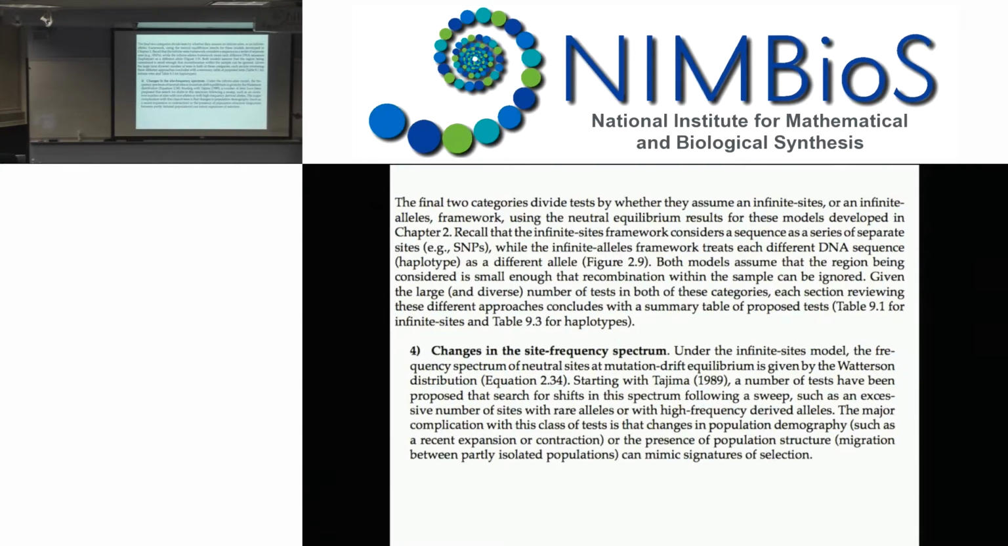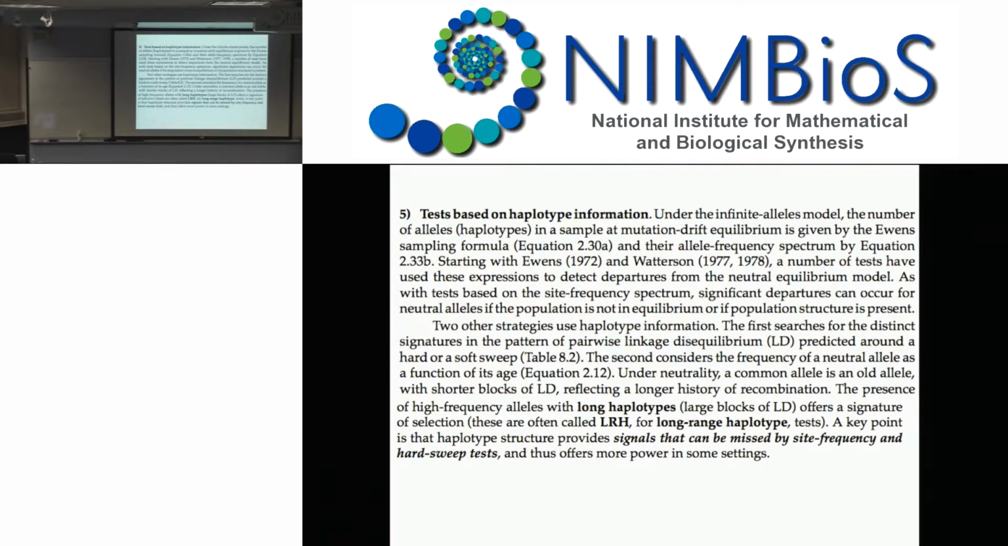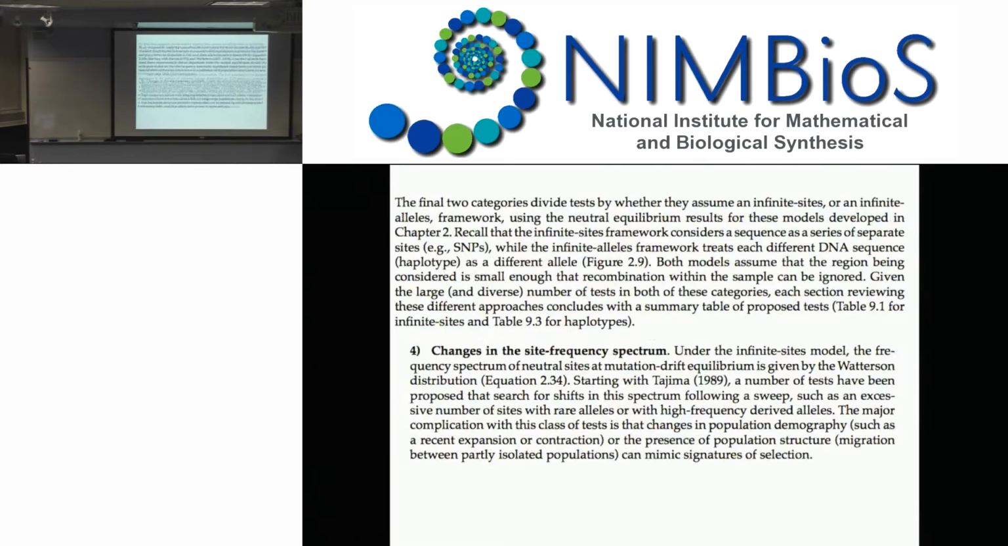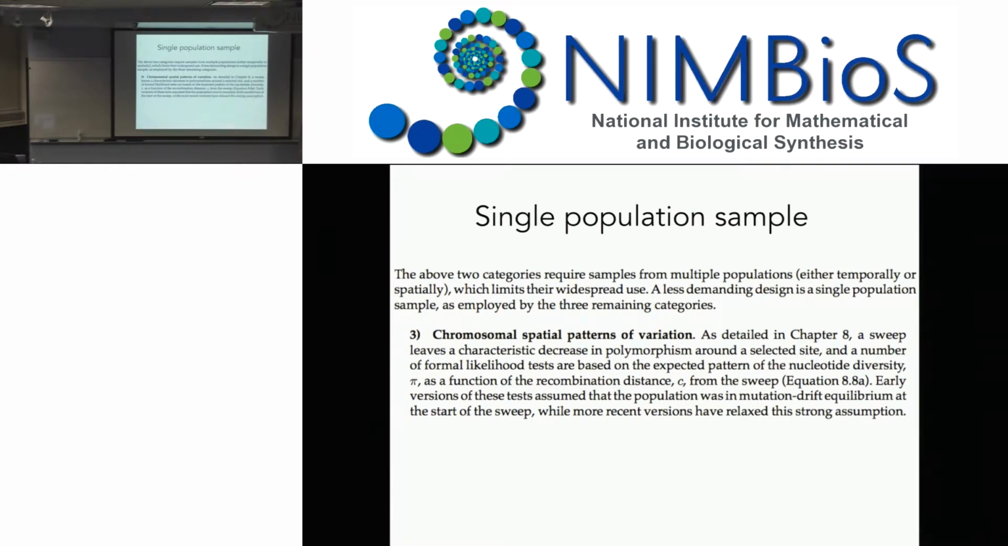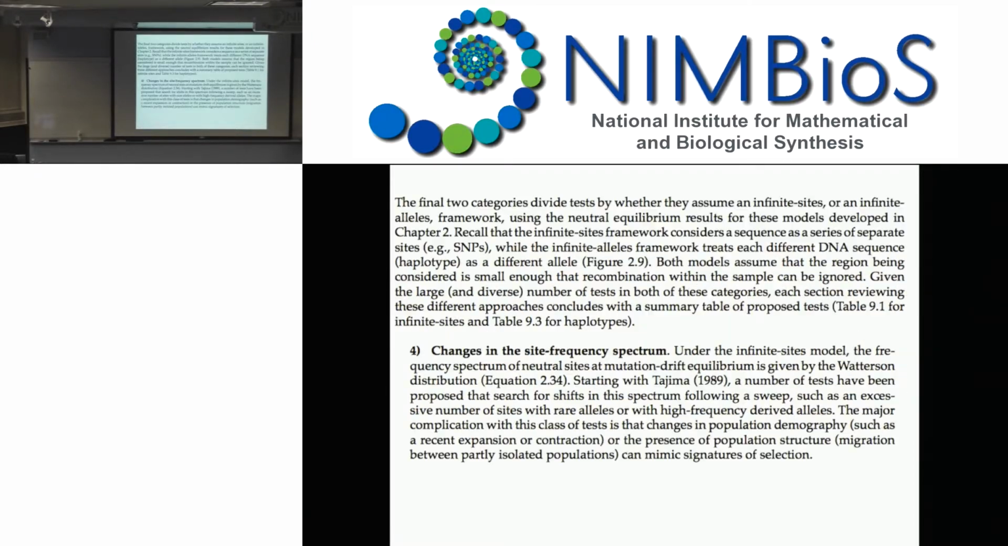These can detect sweeps that are missed by site frequency and hard sweep tests. We'll talk about site frequency and allele frequency tests in the next lecture, lecture number 9. For now, I want to talk about multiple population samples temporally, multiple population samples spatially, or a single sample using the chromosome pattern of variation. And again, I'll only get partially through. We'll finish this lecture up tomorrow.